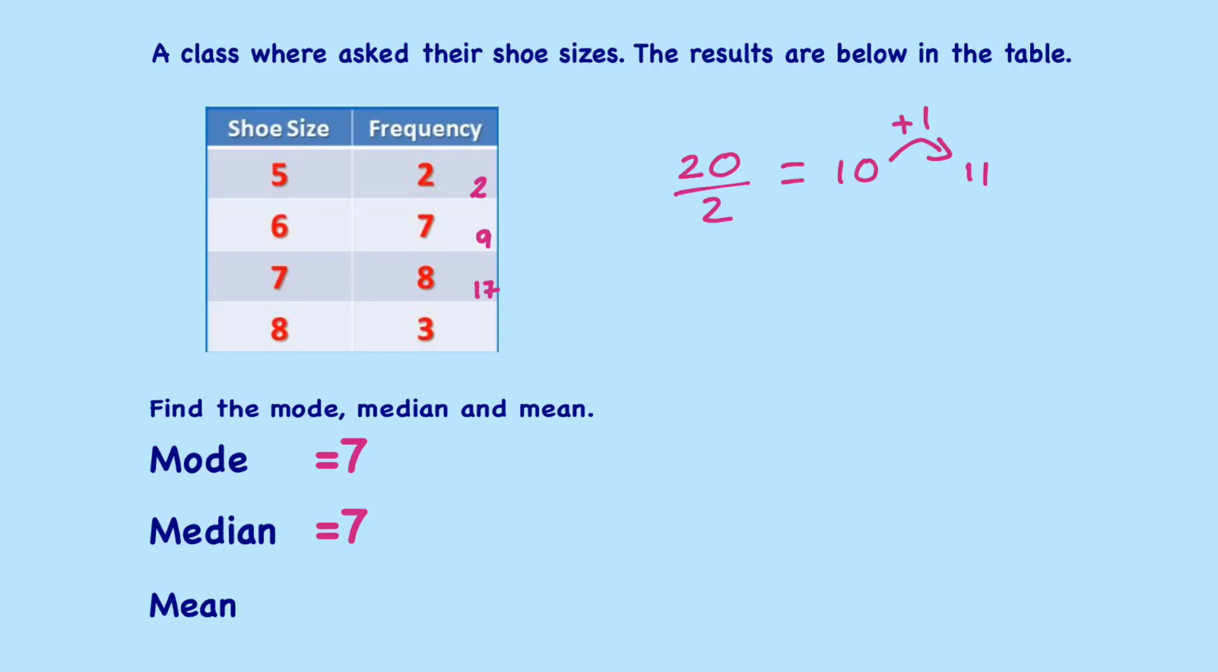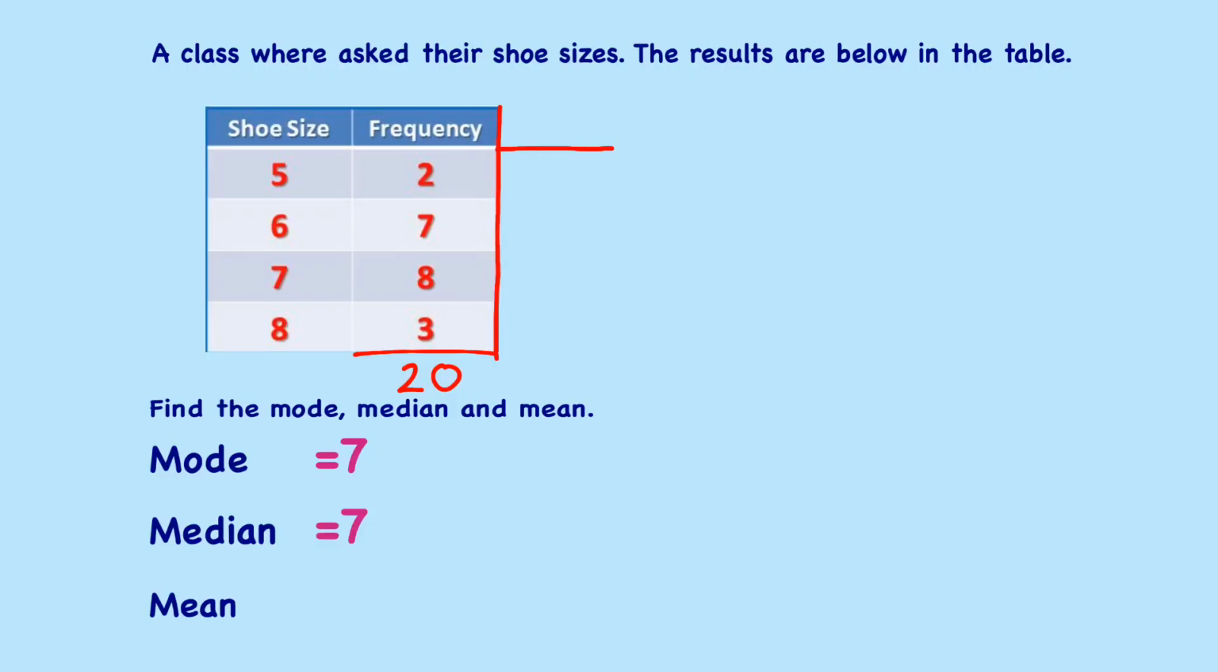Then we come to our mean. So what we do first of all is we add up our frequency. So this will give us a value of 20. Then in our previous method, we added 5 plus 5 because there were 2 shoe size 5s. Then we add 6 plus 6 plus 6 plus 6 plus 6 plus 6 plus 6 because there were 7 that were shoe size 6. So instead of doing that, it's easier to do 2 lots of 5, 7 lots of 6, and so on. So let's do that next.